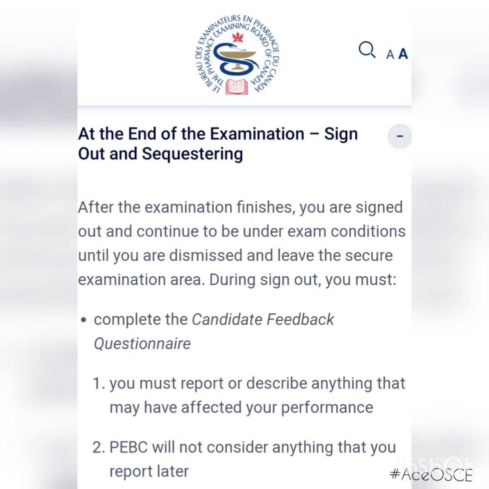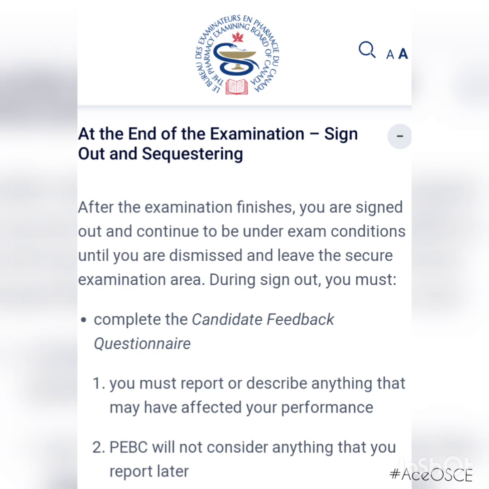One last thing I wanted to let you guys know is that at the end of the examination, you will be given a candidate feedback questionnaire. In case there's any station in the PEBC that you found particularly hard, or you could not understand, or where there was some sort of problem of any kind, you must report or describe those incidents which may have affected your performance in the PEBC OSCE in this candidate feedback questionnaire.